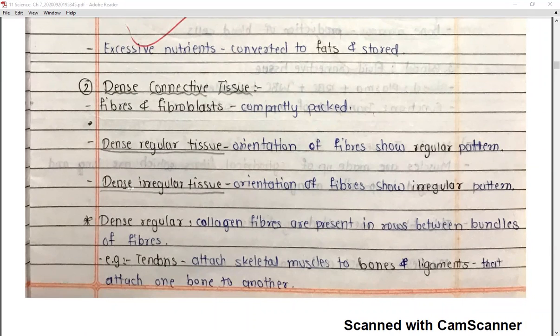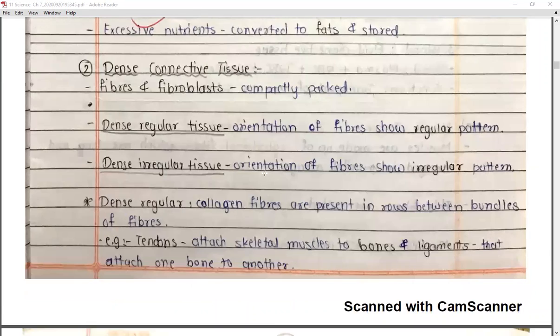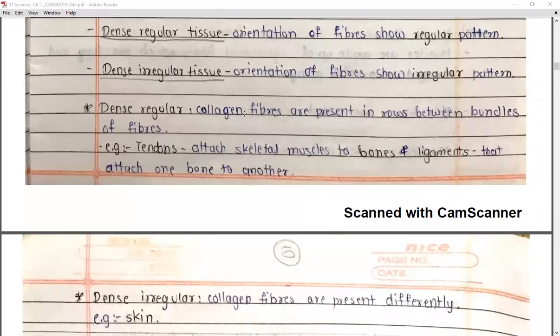But when we are talking about dense irregular, there will be presence of irregular pattern which is observed. In the dense regular, the collagen fibers are present in rows between bundles of fibers. See, in dense regular, what happens? The collagen fibers, those fibers which were formed by the different types of cells, are present in rows, and they are present in between the bundles of the fibers. The example of it is tendons, and these tendons are attached to skeletal muscle, to bones and ligaments that attach one bone to another.